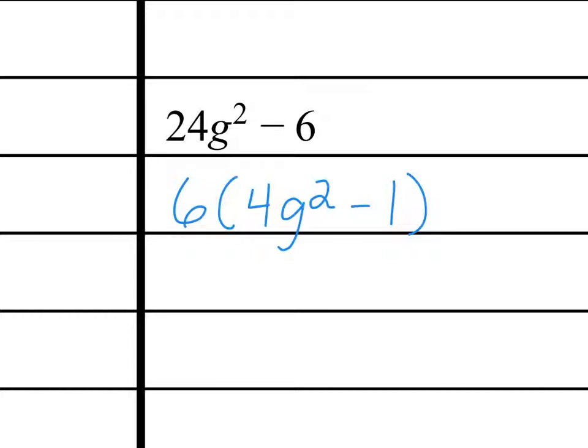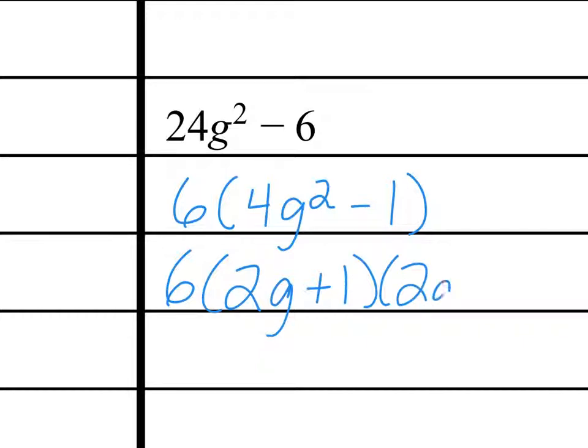Look at what you have now. Is 4 a perfect square? Is 1 a perfect square? Is there a minus sign in between? Then difference of perfect squares. So it'd be 6 times 2g plus 1, and the other one would be 2g minus 1.